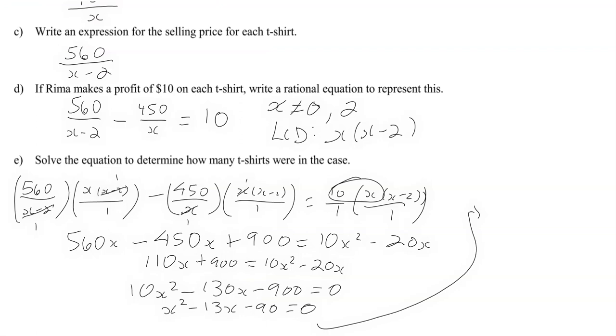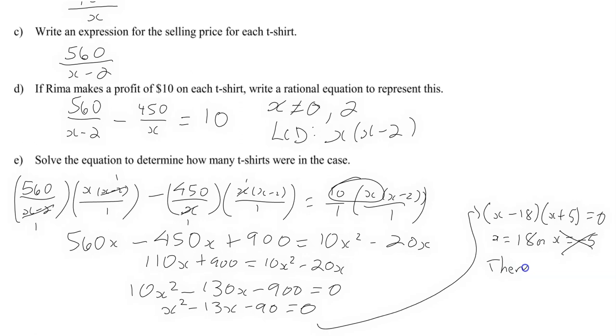Okay, you could also use the quadratic formula, right? I mean, it doesn't really matter. So x minus 18. That's minus because the larger number is negative. x plus 5 equals 0. So x is equal to 18, or x is equal to negative 5. This is inadmissible. You can't have negative 5 t-shirts.